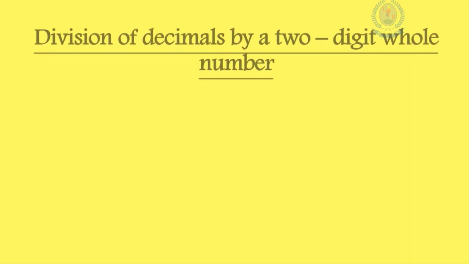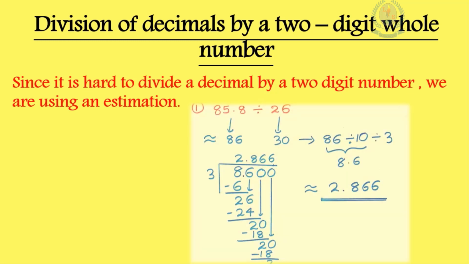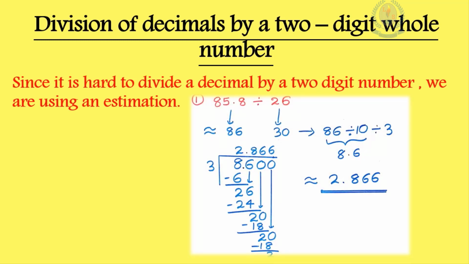Then the next subtopic is division of decimals by a 2-digit whole number. There's a special thing: since it is hard to divide a decimal by a 2-digit number, we are using an estimation, right? Now look at this first example. 85.8 divided by 26, right?